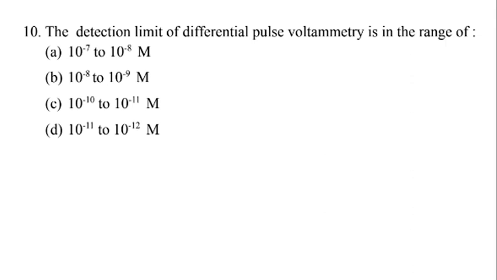Okay, now finally question number 10. It is already a memory based question. The detection limit of differential pulse voltammetry is in the range of, okay. So differential pulse voltammetry range, I think it is 10 to the minus 7 to 10 to the minus 8, okay. So it should be kept in your mind, what are the range of this. It is nothing to explain, but I need to explain something.